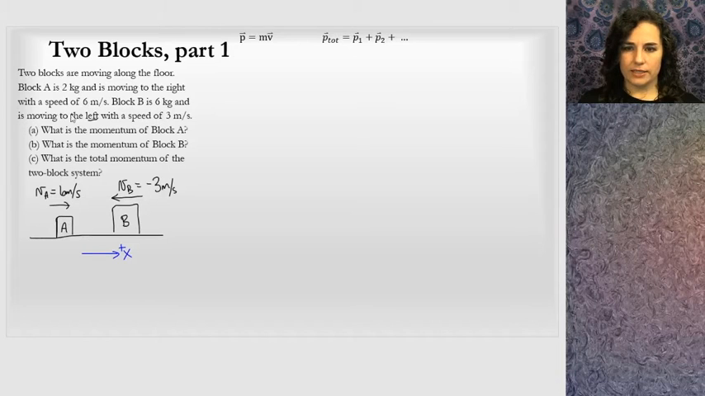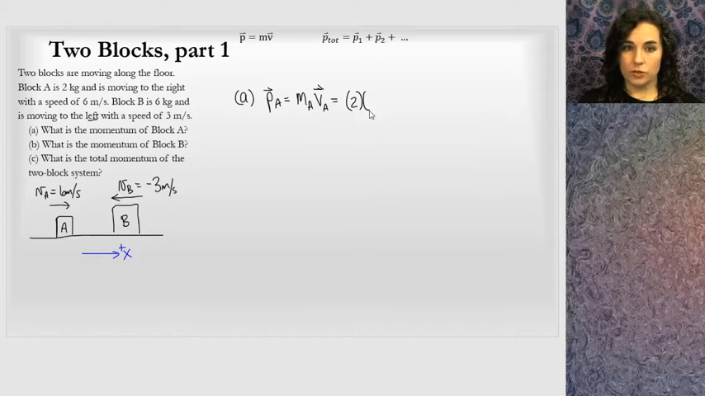So that's the information I have in the problem. They give me masses, and I can look in the paragraph there. It asks what's the momentum of A, what's the momentum of B, and what's the total momentum of the two-block system. So momentum, this is a straightforward application. The momentum of A will equal the mass of A times the velocity of A. So very straightforward, plug-and-chug question.